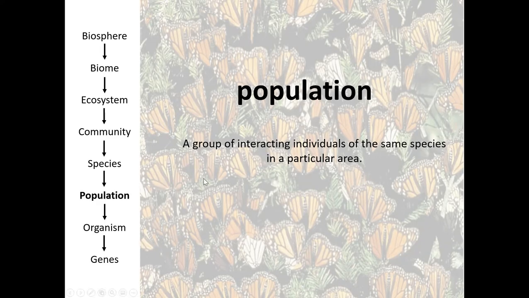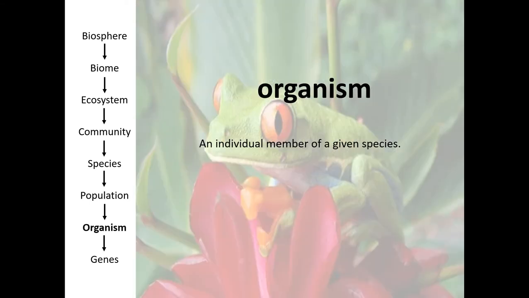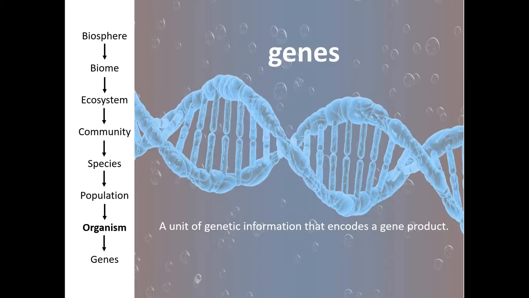A population then is a group of interacting individuals of the same species in a particular area. And so within an ecosystem, there can be individual populations of these species that exist. An organism, of course, is an individual member of a given species. And then genes, as we know, are a unit of genetic information that encodes a gene product. So generally, protein or RNA, something that is created from the DNA.